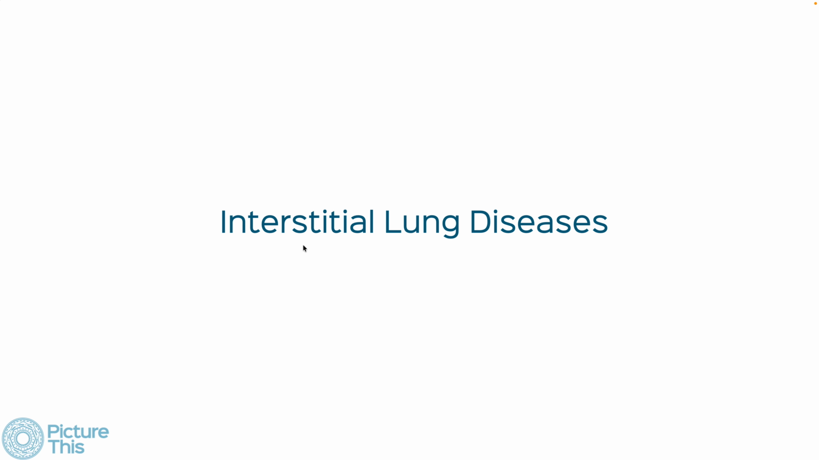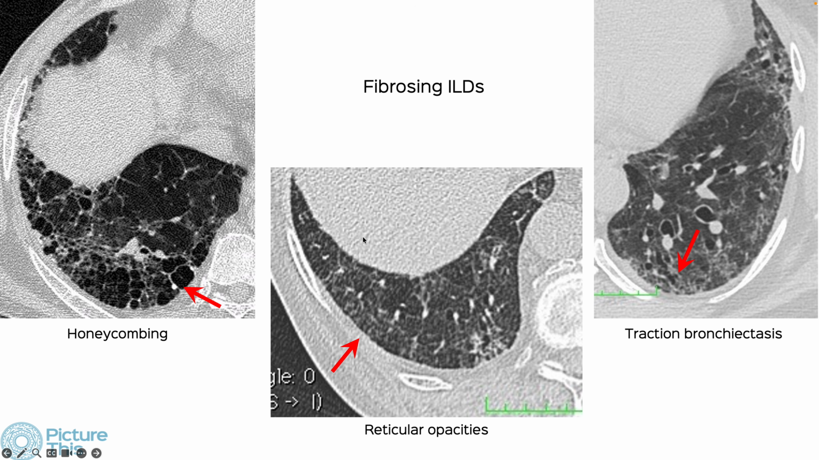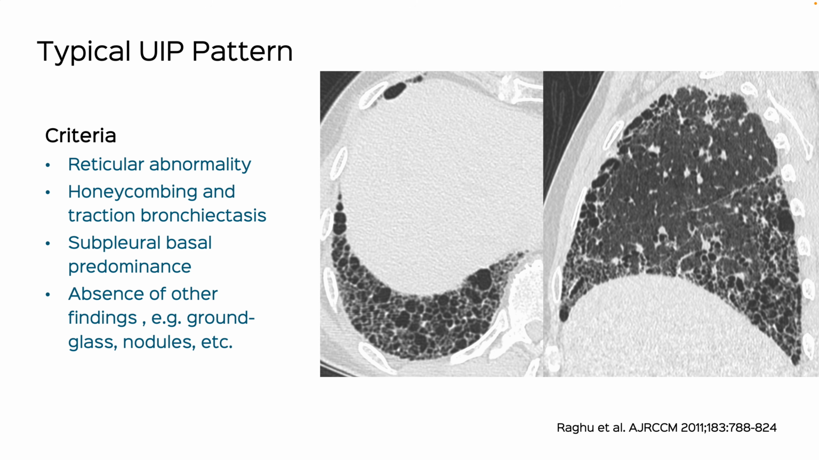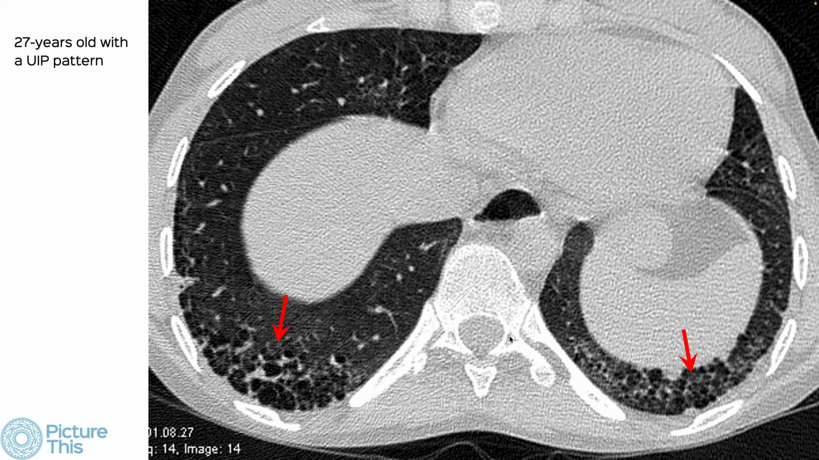Then we come to interstitial lung diseases, which we have to differentiate primarily into fibrosing and non-fibrosing types. Fibrosing ILDs are characterized by reticular opacities, honeycombing, and traction bronchiectasis. And once we see a fibrosing ILD, our job is to differentiate between the UIP and non-UIP patterns. A UIP pattern is when we see reticular opacities, honeycombing, traction bronchiectasis, subpleural basal predominance, and nothing else. And a UIP pattern without etiology is idiopathic pulmonary fibrosis.